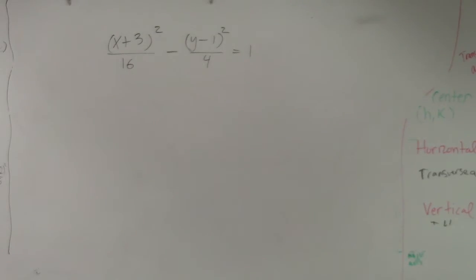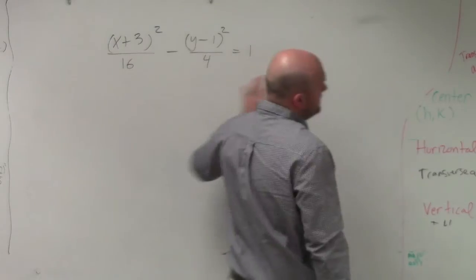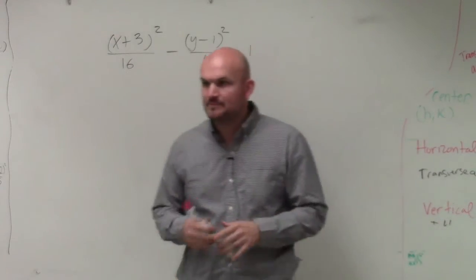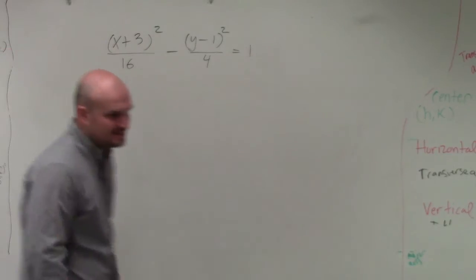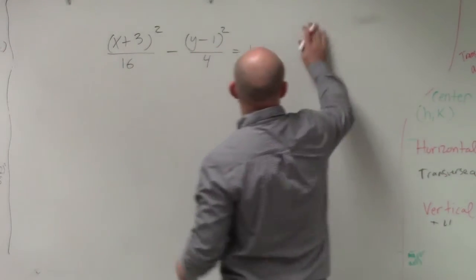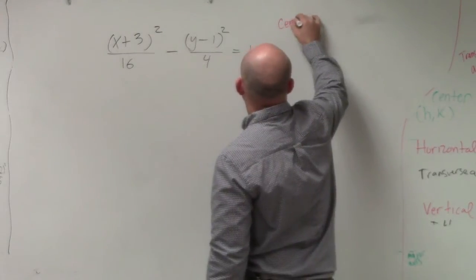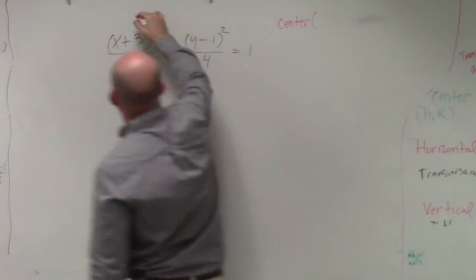I'm going to show you how to graph, but not only graph, but also be able to identify what the asymptotes are. OK? So the first important thing, guys, whenever we're graphing, I think the easiest thing to do is identify the center. So we know the center is going to be (h, k).